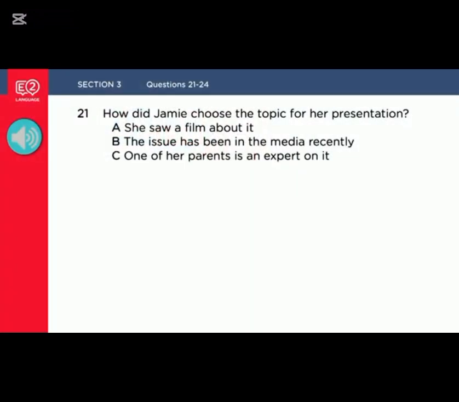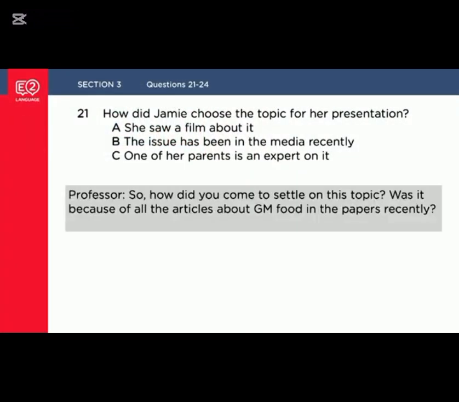Do you think you got the right answer? Let's have a look with the script now and check. The professor said, so how did you come to settle on this topic? Was it because of all the articles about GM food in the papers recently? Articles in the papers. This sounds like it could be option B, but is this why Jamie chose the topic?